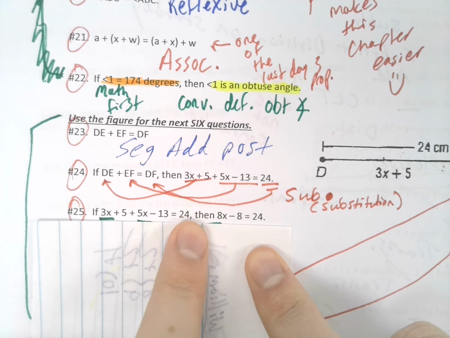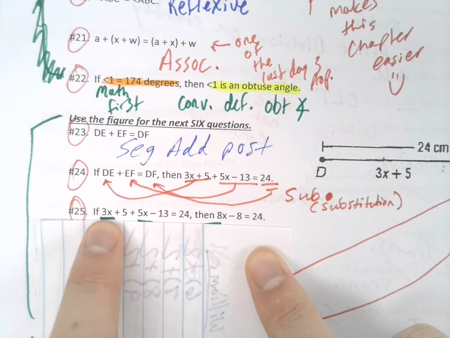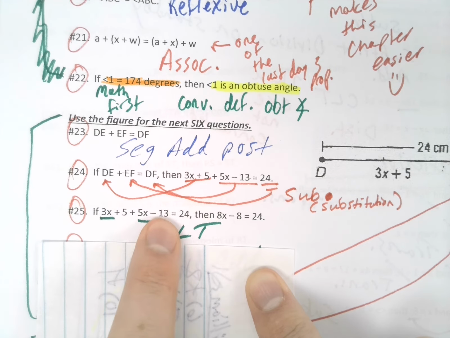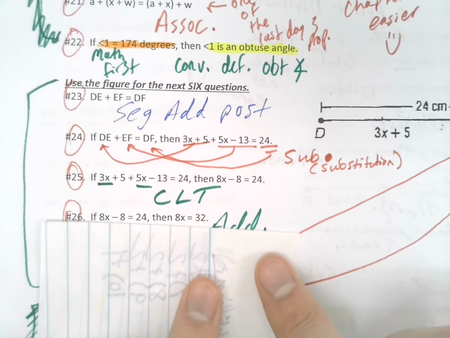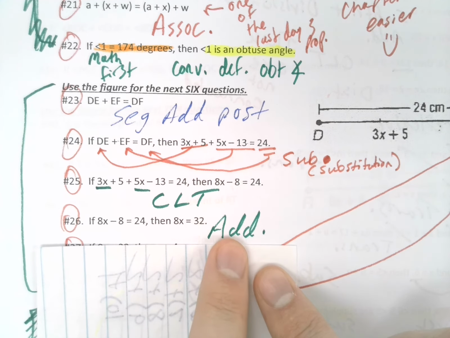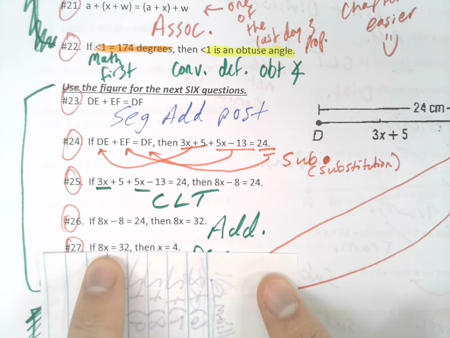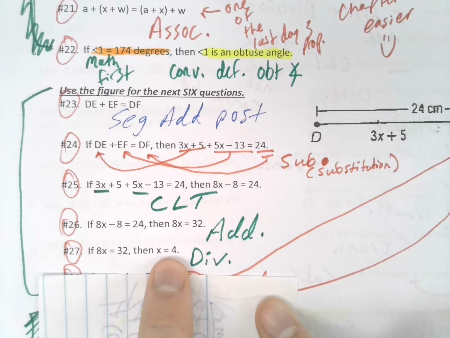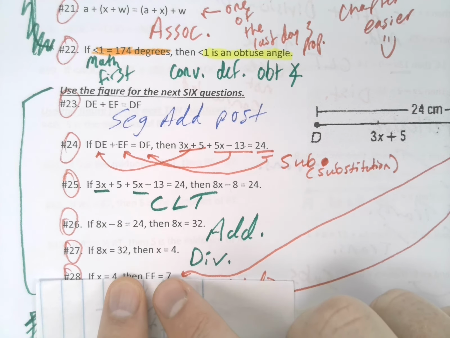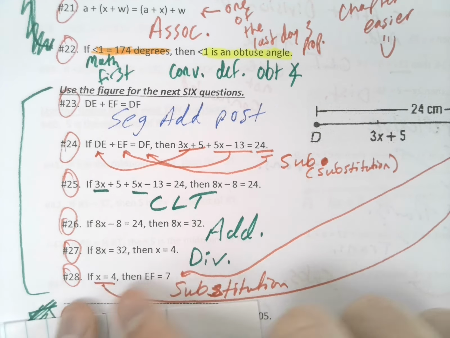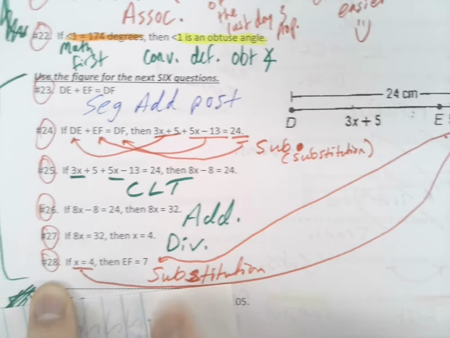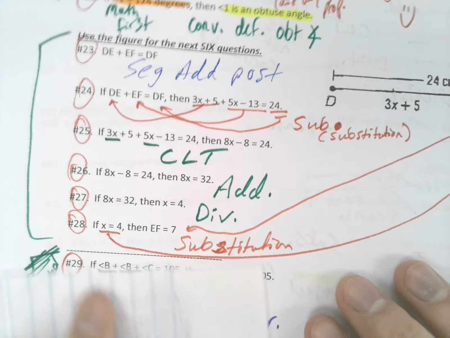If we have this, then we can simplify it to this through combining like terms. 3x plus 5x is 8x, 5 and negative 13 is negative 8. Then if 8x minus 8 equals 24, we can add 8 over to get the addition by the addition property. And finally, we can divide to figure out that x equals 4. And if x equals 4, and we want to know what EF is, then we take 4, substitute it in for x, work it out, and you find out that EF is 7, thanks to substitution.